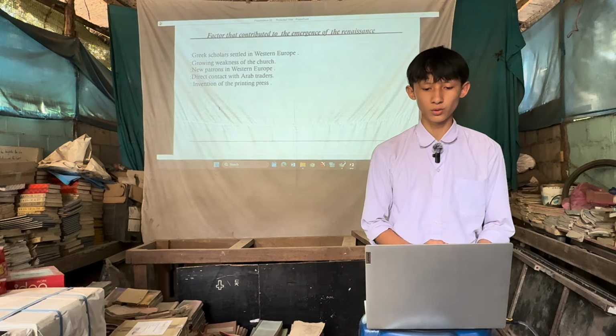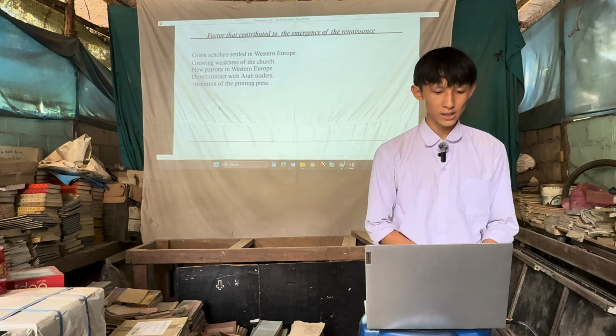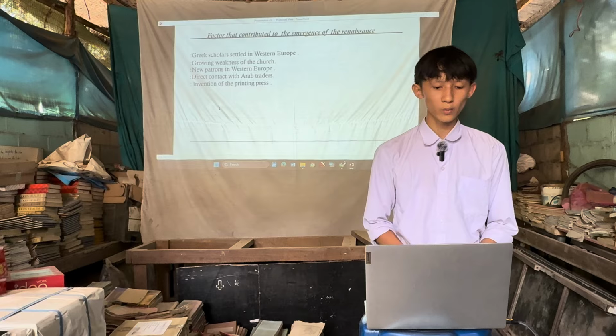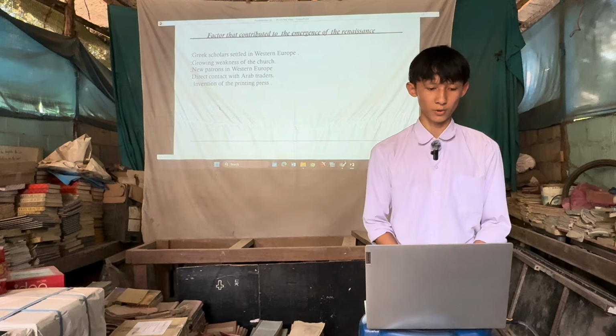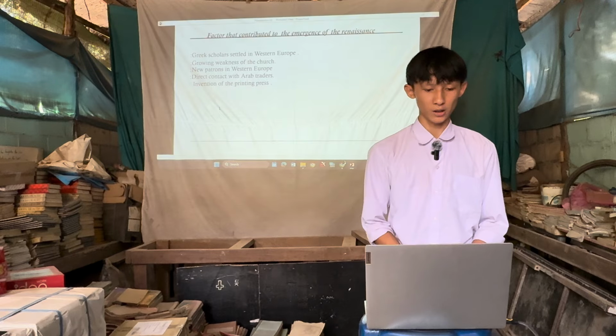Factors that contributed to the emergence of the Renaissance. First, Greek scholars settled in Western Europe. Second, growing weakness of the church. Third, new patrons in Western Europe. Fourth, direct contact with Arab traders. Fifth, invention of the printing press.